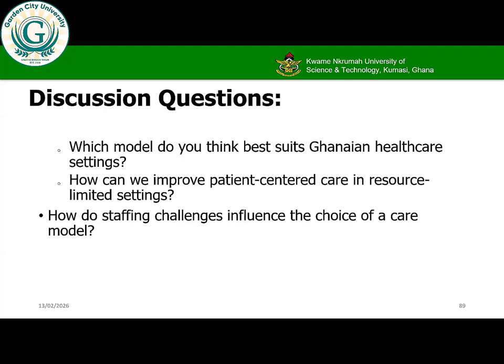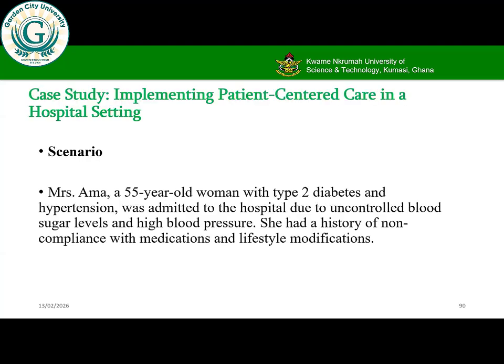Sure. So how can we improve patient-centered care in resource-limited settings? So how do staffing challenges influence the choice of a care model? So these are all the things that we are going to discuss. So here, it's a scenario. Miss Amma, a 55-year-old woman with type 2 diabetes and hypertension, was admitted to the hospital due to uncontrolled sugar levels and high blood pressure. She had a history of non-compliance with medication and lifestyle modification.